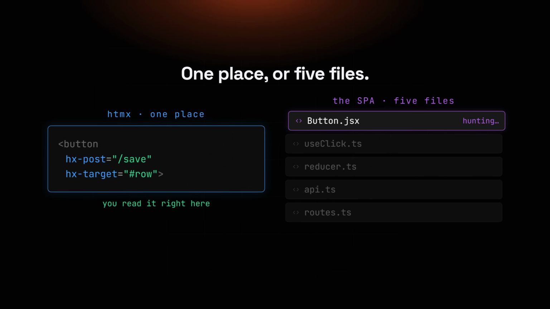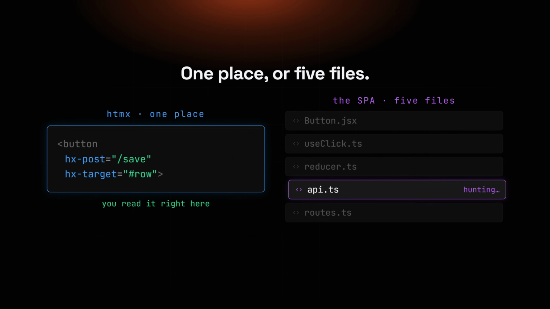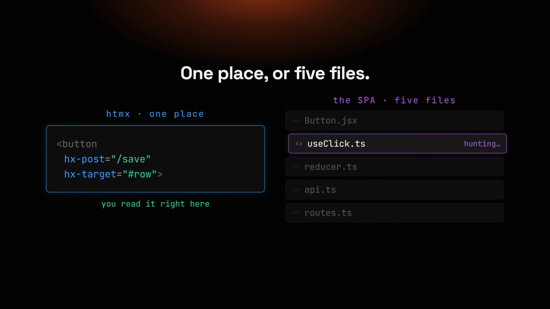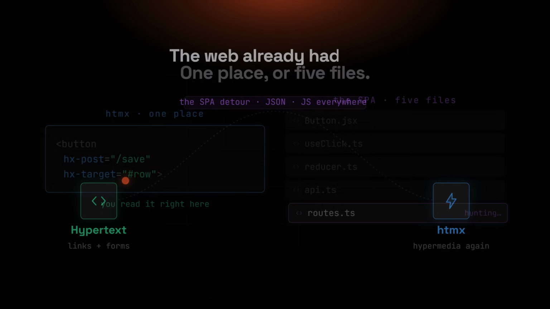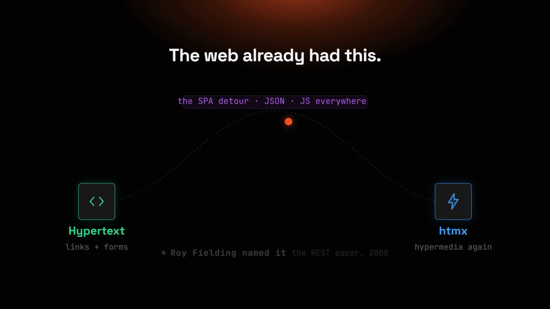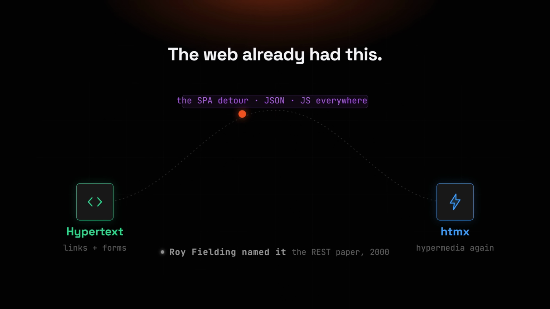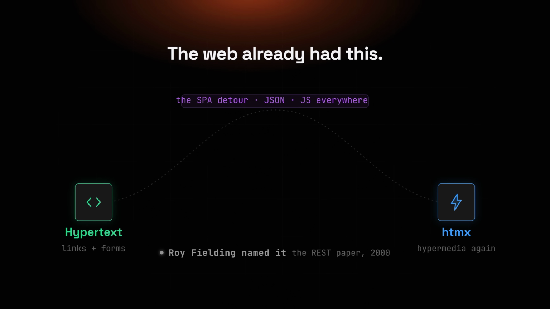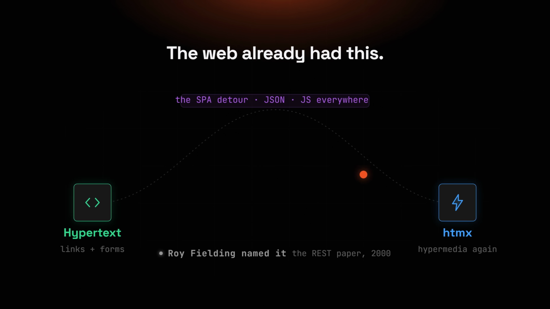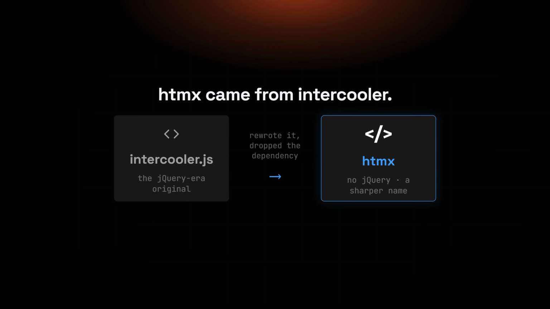You are not jumping across 5 files, a component, a hook, a reducer, an API client, a route, just to trace one click. The behavior is right there in the markup where you are already looking. It is also, honestly, a throwback, and its fans are proud of that. HTMX argues the web already had this power. Hypertext, links, and forms were a hypermedia system, the thing Roy Fielding described in the original REST paper. We just wandered off and rebuilt all of it in JavaScript.